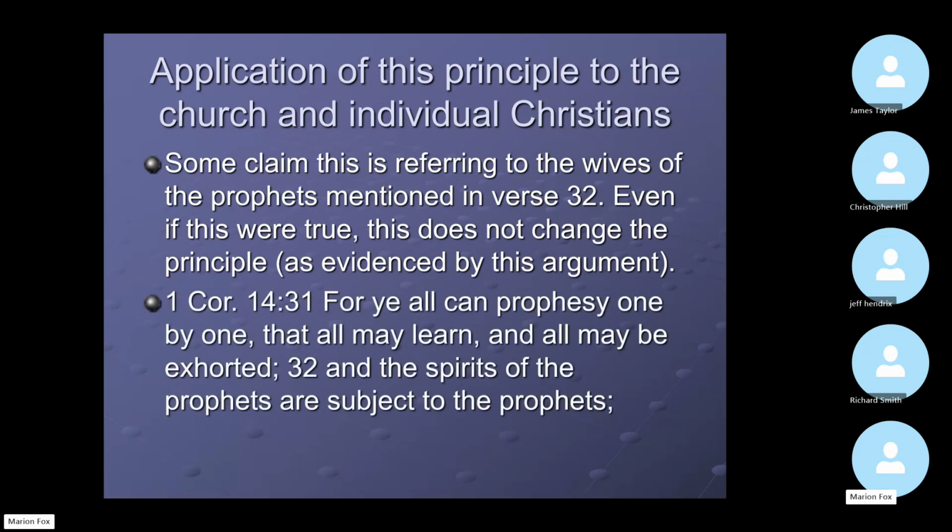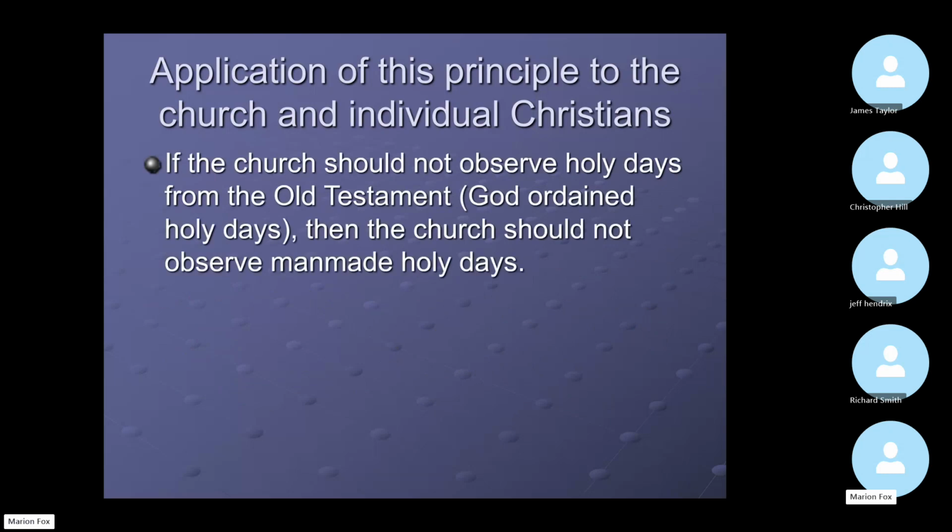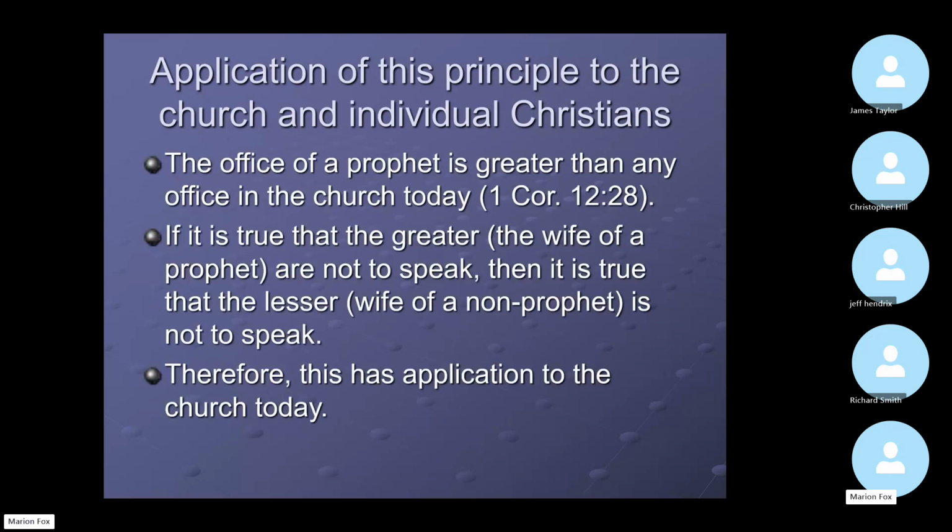1 Corinthians 14:31-32, for ye can all prophesy one by one, that all may learn and all may be exhorted. And the spirits of the prophets are subject to the prophets. So right here now we have in this passage, that's where they get this, and they say this is the wives of the prophets. But let's back up a bit to the passage that I noted a moment ago. We'll go back to it. We're going to read it, 1 Corinthians 12:28. And God has set some in the church, first apostles, secondly prophets, thirdly teachers.